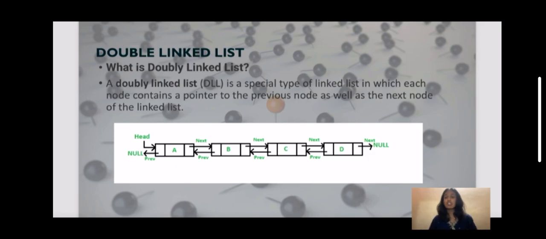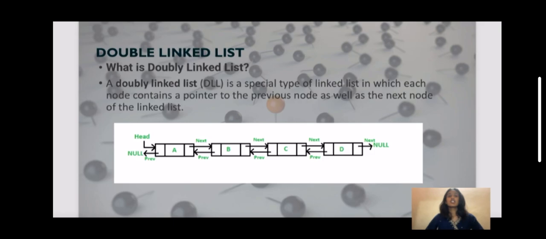In a single linked list, we saw that the last node contains the address of the next node. But here it contains the address of the previous node and the next node. So this can be traversed both forward and backwards, as you can see in the diagram. Your head can have the null, and your last node can have the next as well as the null.